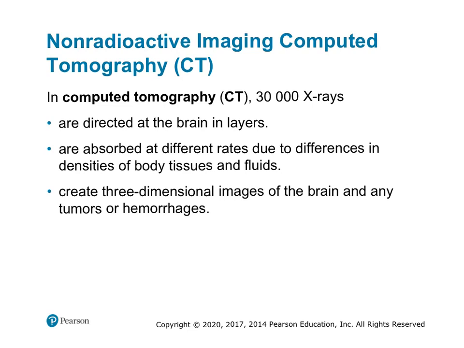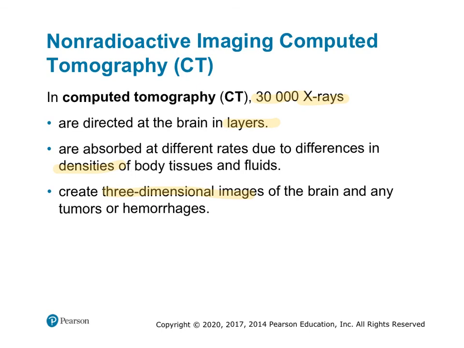Not using radiation per se, CT scans, or computed tomography, apply X-rays in layers. They take about 30,000 X-rays of the body, and by doing this in layers, it shows three-dimensional images of the brain or other body parts, showing tumors or hemorrhages. These X-rays get absorbed at different rates because of the densities of body tissues and fluids.